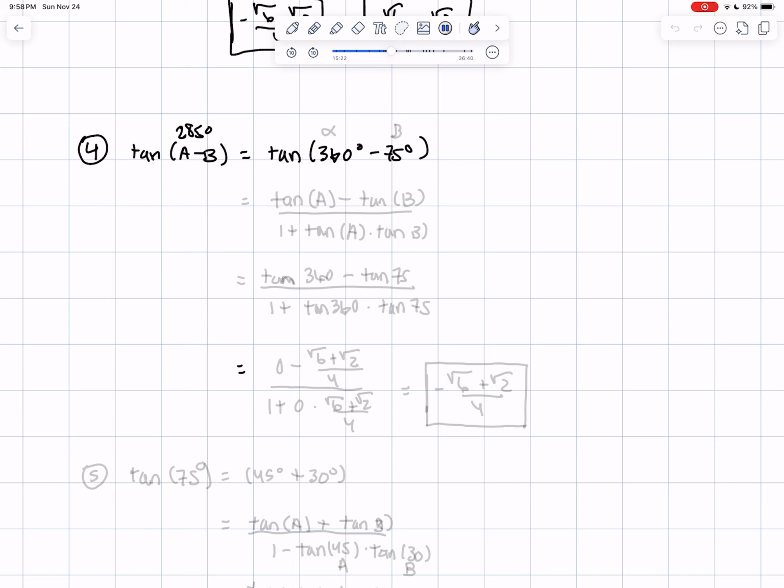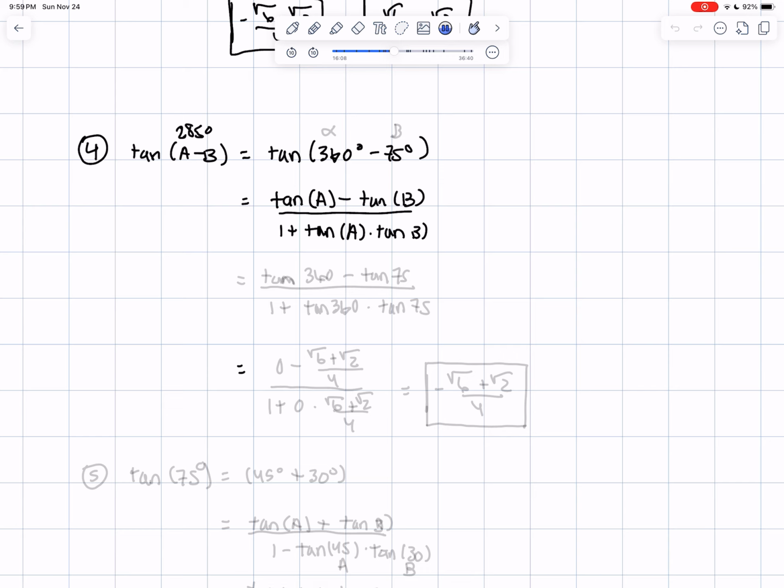If I was to set it up, remember when we had previously, we were doing reciprocal identities. Let's use that identity was sine over cosine. But for tangent, we're going to be doing something a little bit different in regards to these problems. So how we're going to set this up is it's going to be tangent of A, or alpha, minus the tangent of B divided by 1 plus tangent A times tangent of B, or whatever our B is. So that'd be a 75.